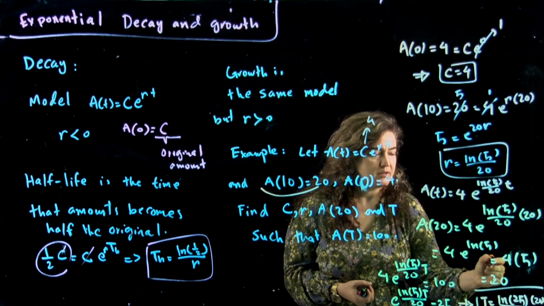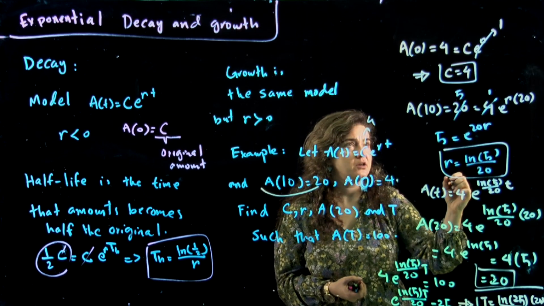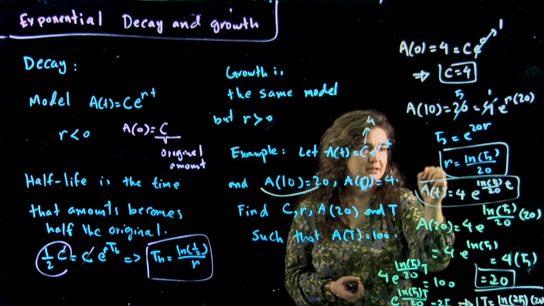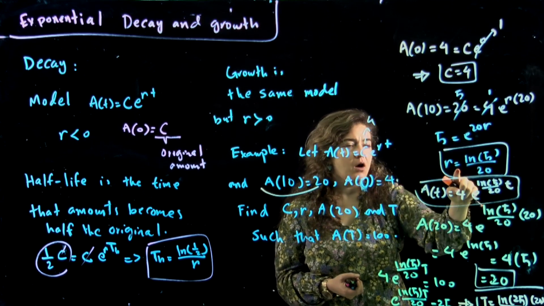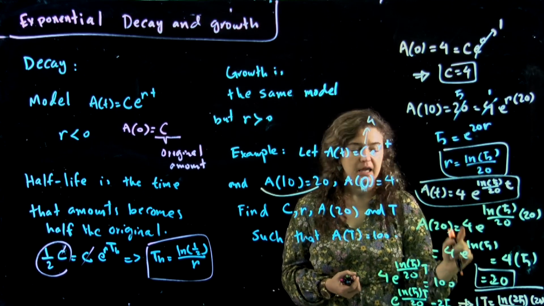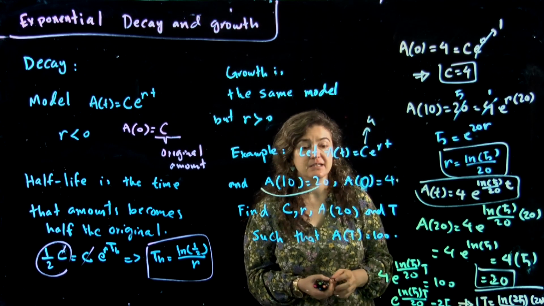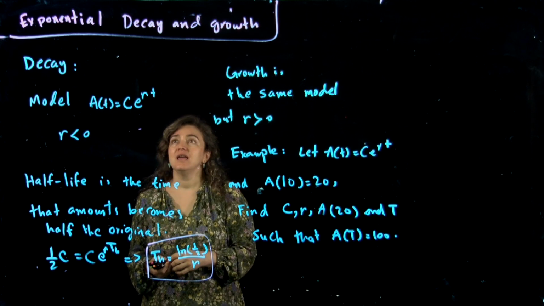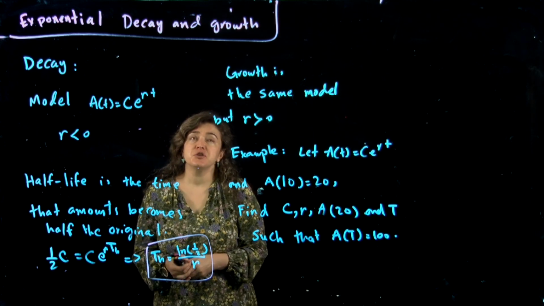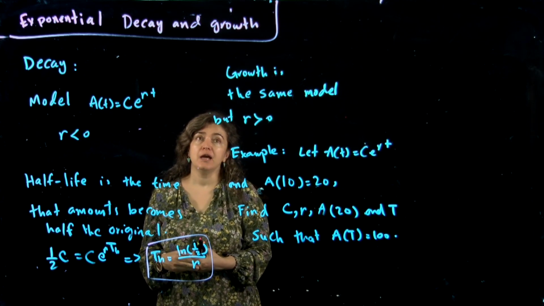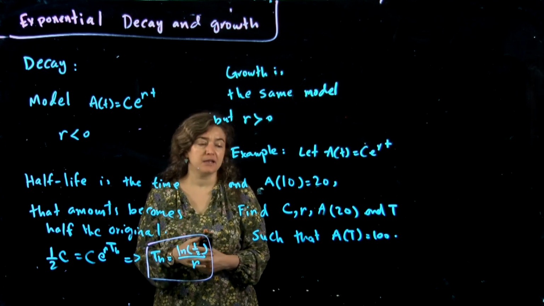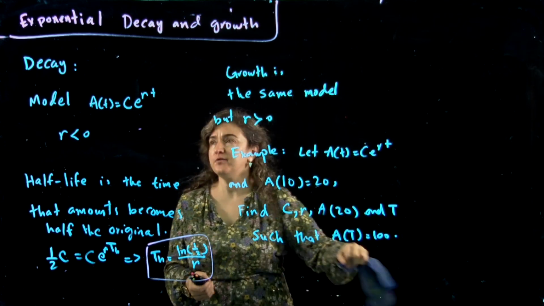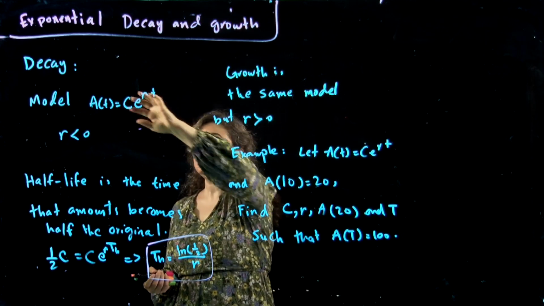That's one answer. That's another answer. And the model looks like that. We have the model, a of 20, and t such that a of t is equal to 100. We're discussing exponential decay and growth, and usually this entails some word problems. First, let's talk about the model.